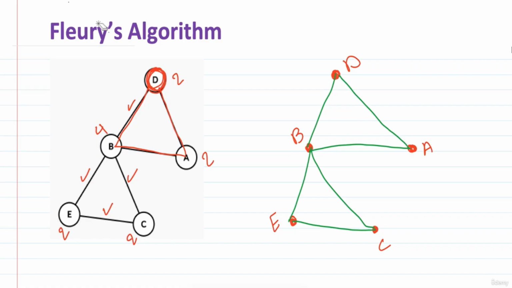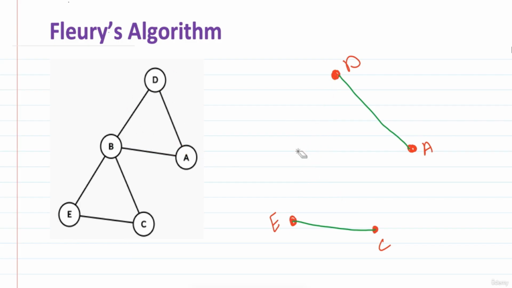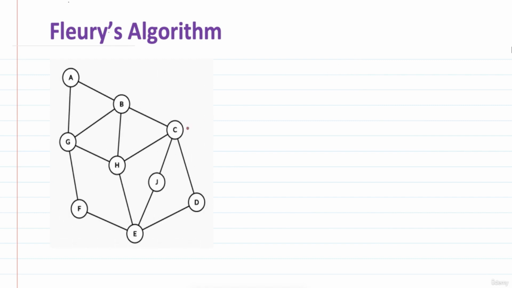Okay, so let me give you another example. Suppose I have this graph right here and I want to find an Euler circuit again. So let's use Fleury's algorithm in order to find an Euler circuit. So this is my replica right here.